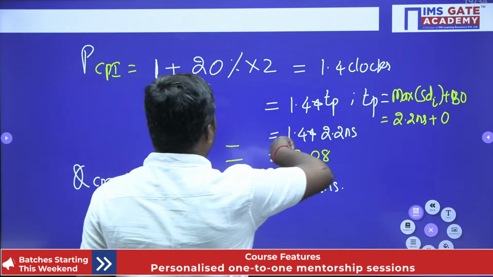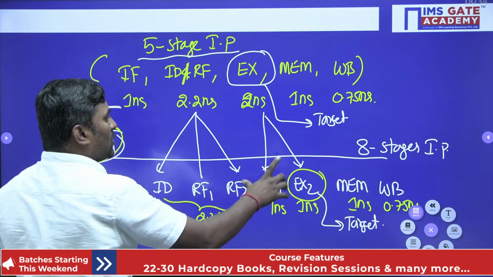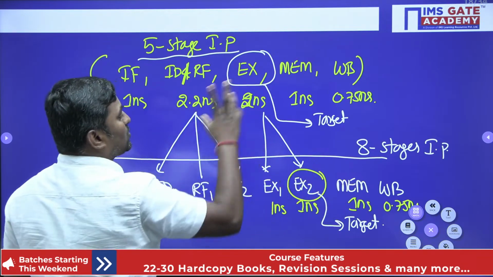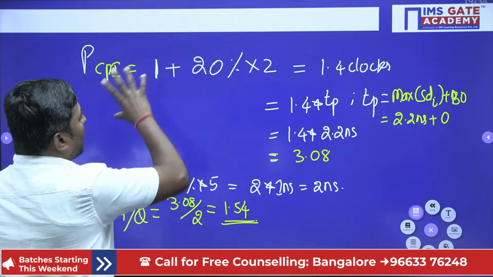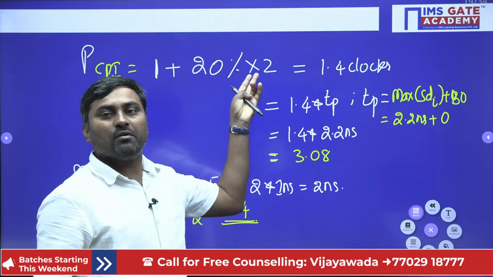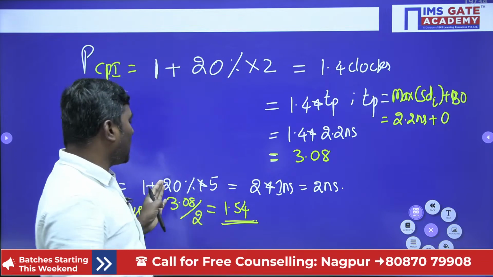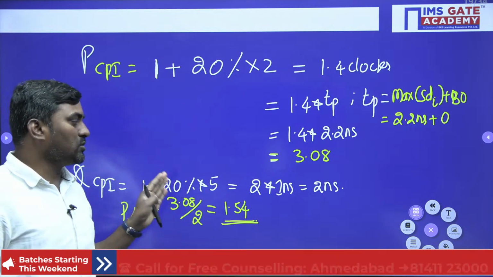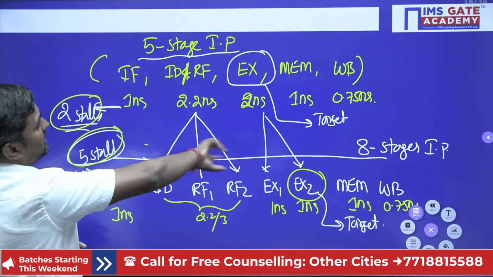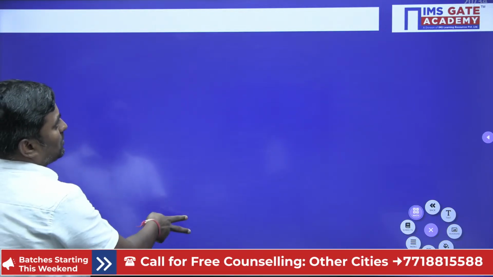Now just look at what the difficulty is here. The stages are spread over many stages, so the cycle time of the pipeline will be the maximum stage delay. Here also you can get it. A normal instruction will take 1 clock cycle; a branch instruction will take 2 extra clock cycles for the old design. That is what I did: 1 plus 20% of this. In the new design, a normal instruction takes 1 clock cycle, but a branch takes 5 extra clock cycles. So we got 2 nanoseconds, divided, that's it. The question is lengthy, but the answer is simple only. I hope you understand. This is a 2 marks question.